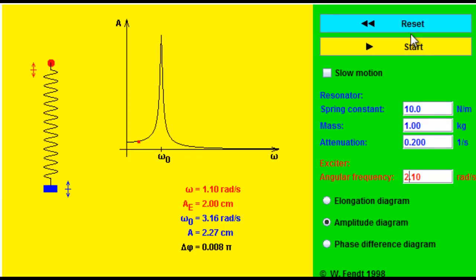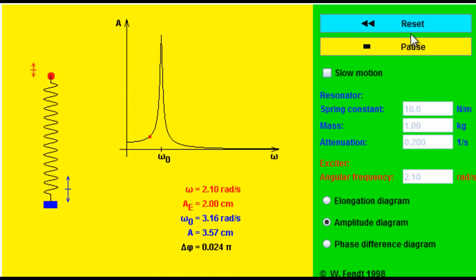Start with 2.10. Start. Now the frequency is a bit higher, and it's getting close to the natural frequency of the oscillator. Notice that the amplitude of oscillation is much bigger this time. So you can see here vertically the amplitude is somewhat bigger.